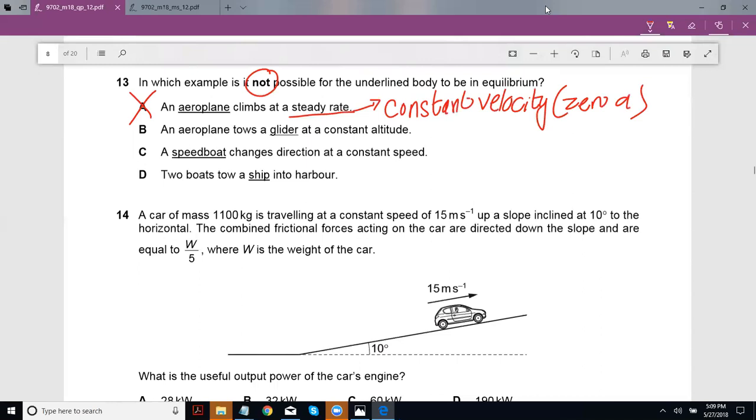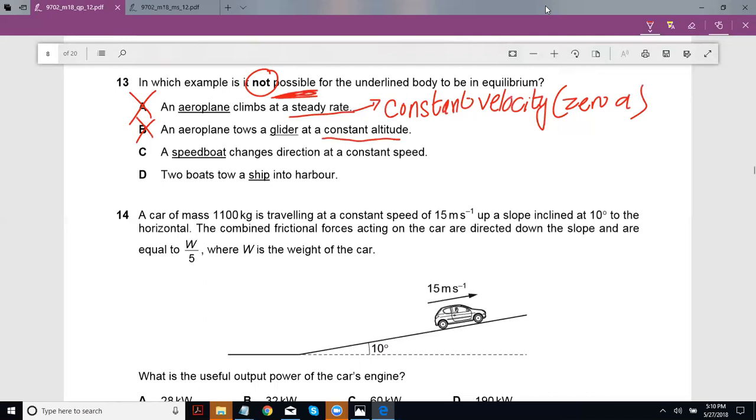You can think of this as the same thing as terminal velocity. If a ball is falling at constant velocity, that means it is not climbing, but it is falling at a steady rate. It has zero net force. It is in equilibrium. So B, an airplane tows a glider at a constant altitude. Well, it is possible that this is in equilibrium, because if the altitude is the same, and they're asking where it's absolutely not possible to be in equilibrium. There are cases where if the airplane is towing the glider at a constant velocity, it'll be in equilibrium. So it is possible.